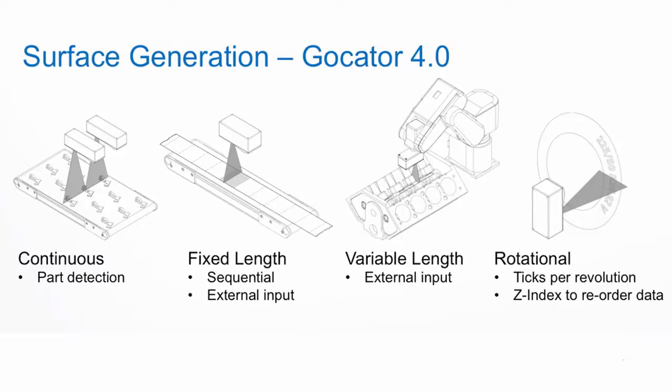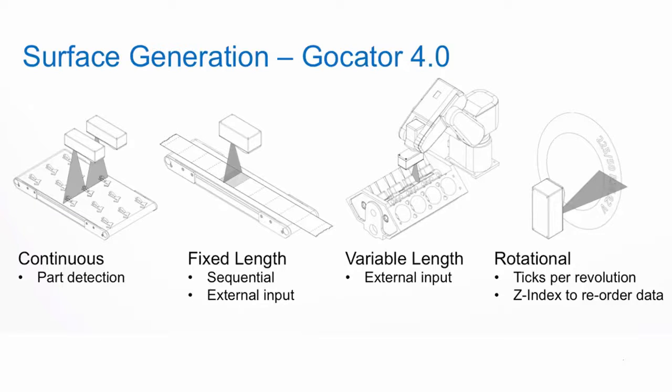In Gocator 4.0 firmware, we have new support for a number of methods to generate a surface, or a 3D point cloud. In previous versions of the Gocator, the only way to generate a surface was using the built-in whole part detection logic. In Gocator 4.0 firmware, this is now called the continuous surface generation method with part detection.